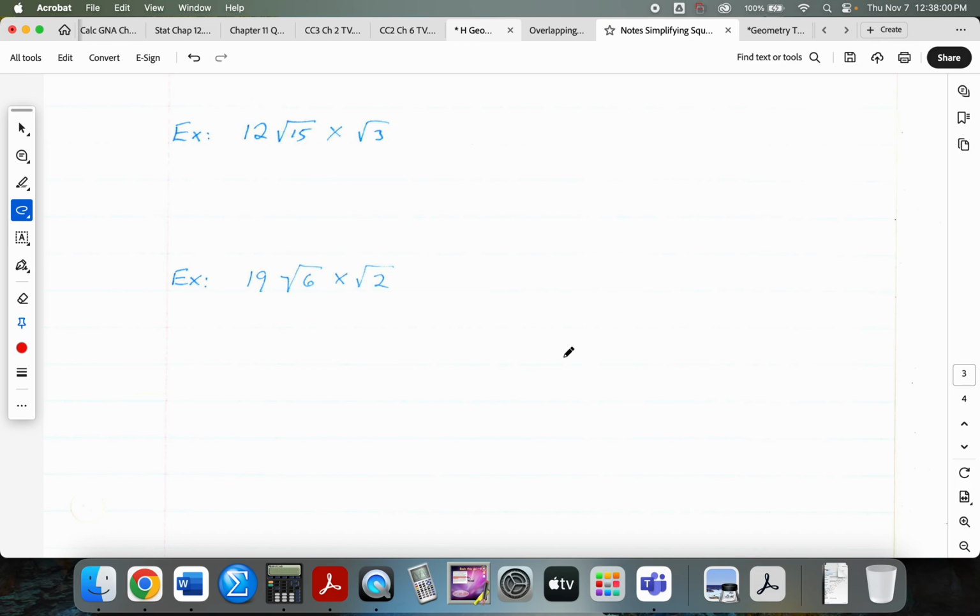For one like this, I'm going to show you 2 different ways that you can do this one. The first way is to do exactly what we've been doing. This is 12 times the square root of 45. And then simplify the square root of 45. What's a perfect square number that divides evenly into 45? 9. And the square root of 9 is 3. So this is 36 square roots of 5.